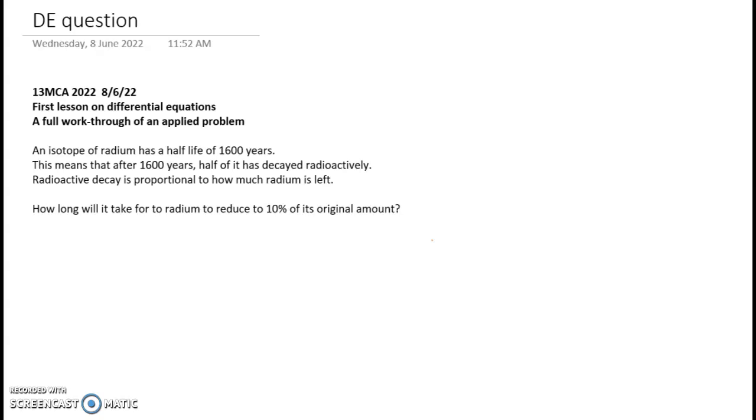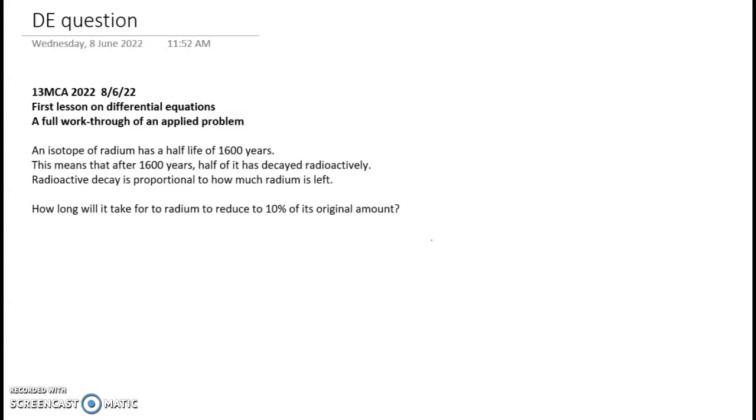So in today's class, I'm going to go through how we form DEs from word problems, but I also want to show you an example of a fully worked up applied problem. This one here is about merit level for level 3, and it will probably feel pretty easy after a couple of days. But today, what I want you to do is just watch it, follow the steps, and then see how much of it you're getting the hang of.